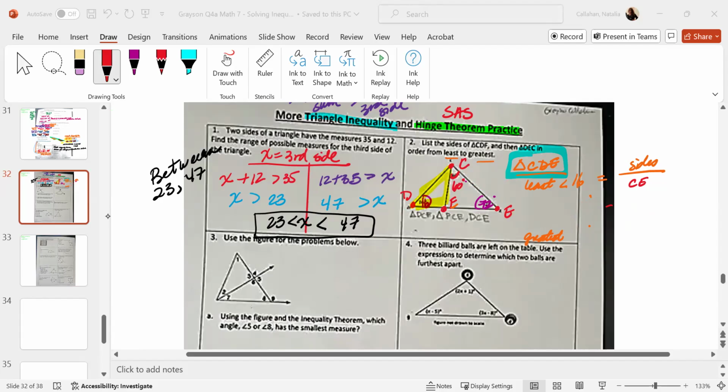So I think it is 16, 72, and then whatever angle DCE is, right? 72 is going to give me DC. That one is DE. So these are the sides. So we list them. DE is less than DC is less than DE.